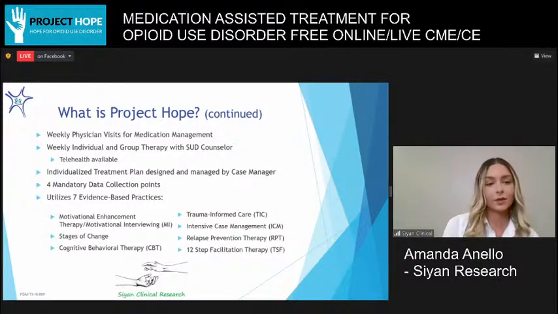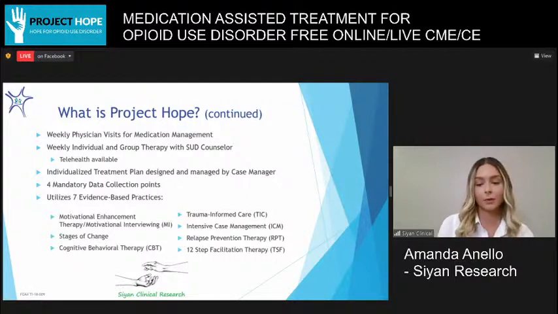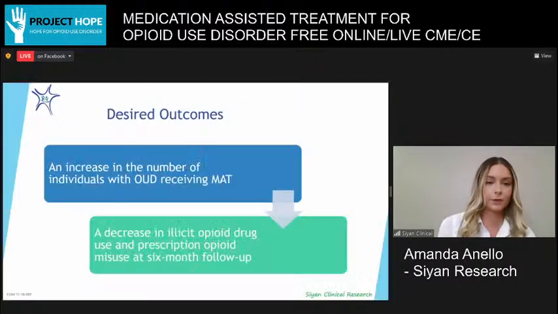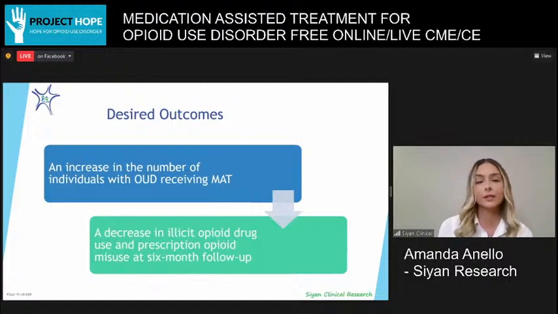We utilize 7 evidence-based practices, including motivational interviewing, stages of change, CBT, trauma-informed care, intensive case management, relapse prevention, and the 12-step facilitation therapy model. So throughout our program, we hope to increase the number of patients who are utilizing MAT services, which would decrease the illicit opioid drug use in the targeted areas that we want to cover within the program.